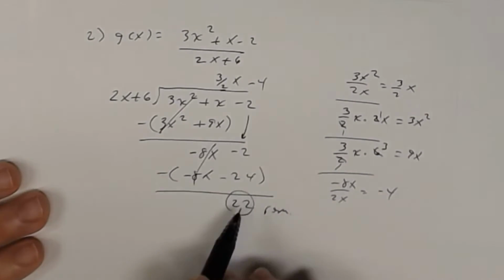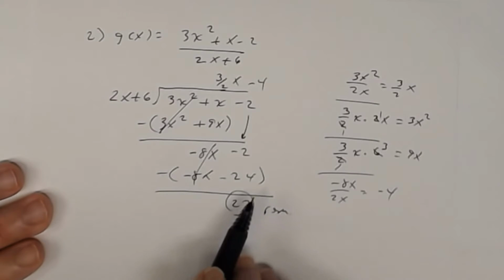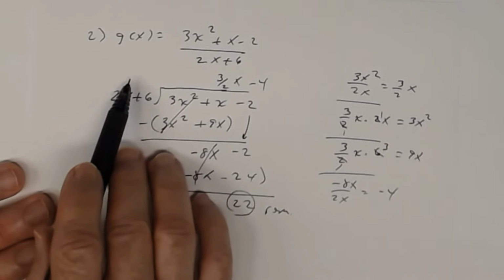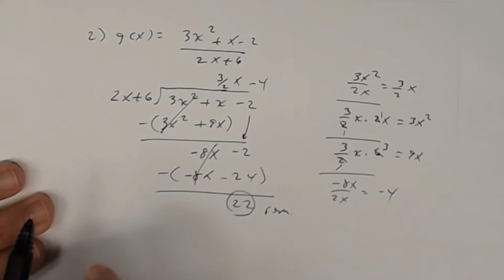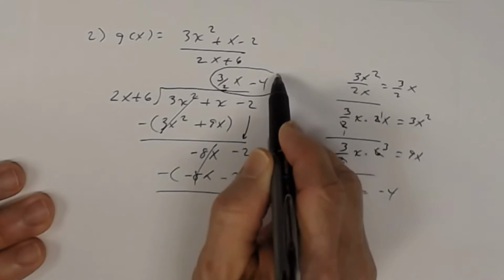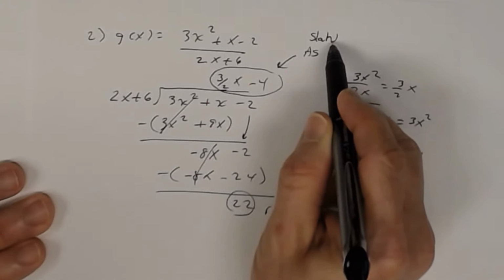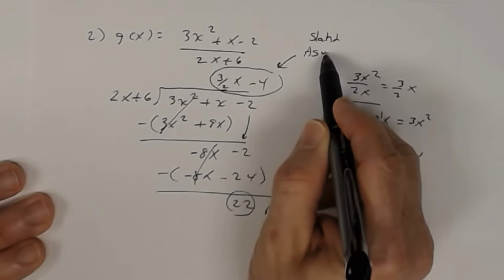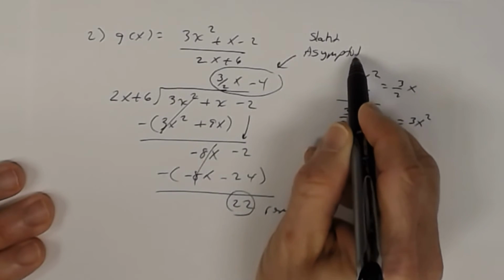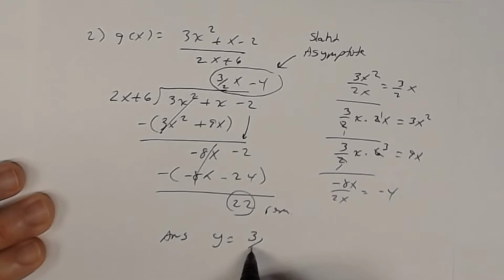Remember, you stop dividing because the degree here is 0. The degree of a constant is 0, and 0 is less than the degree of your divisor, which is 1. So this quotient is your slant asymptote, but you have to write it as an equation. So there's your slant asymptote. The answer will be y equals 3/2 x minus 4.